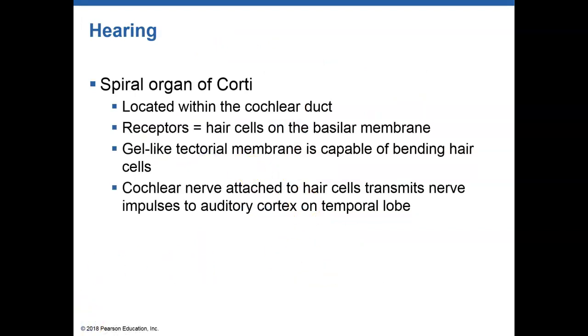So located within the cochlea of the inner ear, we have the receptors for hearing. These are embedded on a basilar membrane, and then the hair cells themselves are found within a gelatinous membrane called the tectorial membrane. So that gelatinous membrane is going to bend associated with those sound waves that move in.